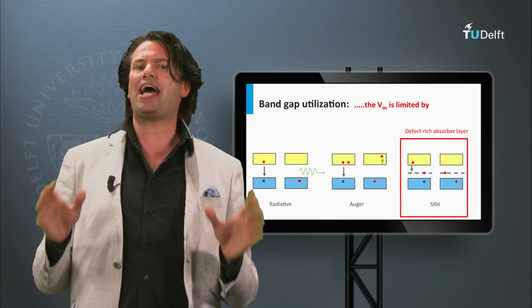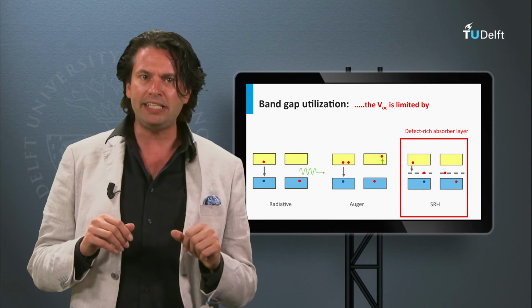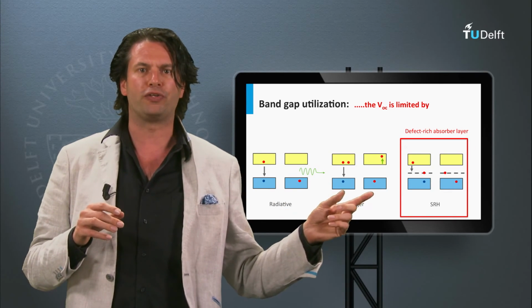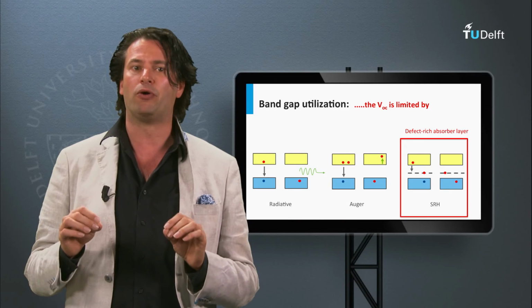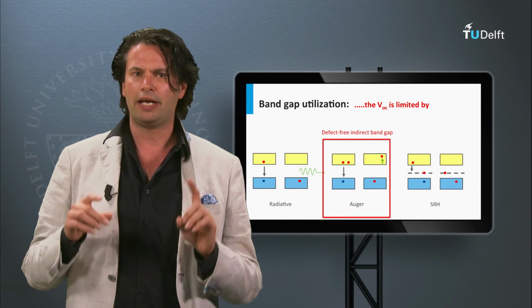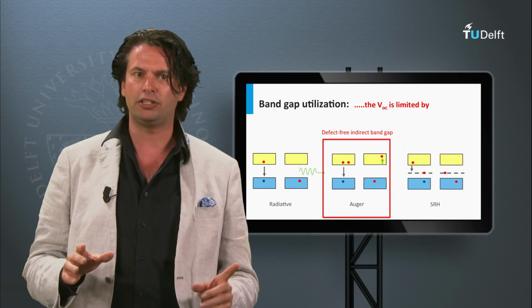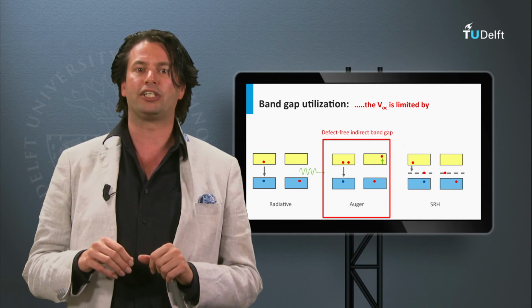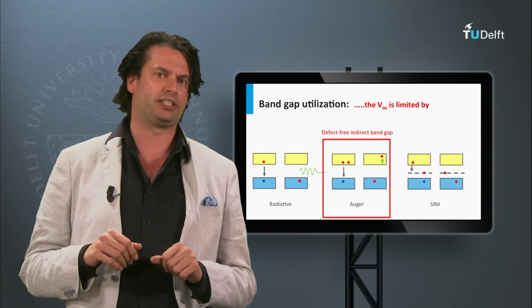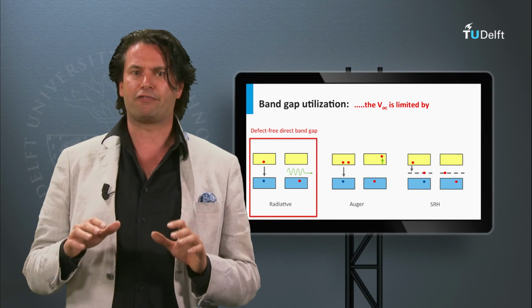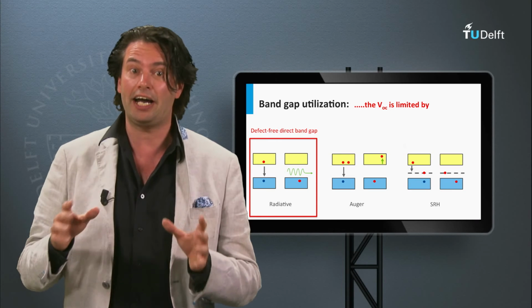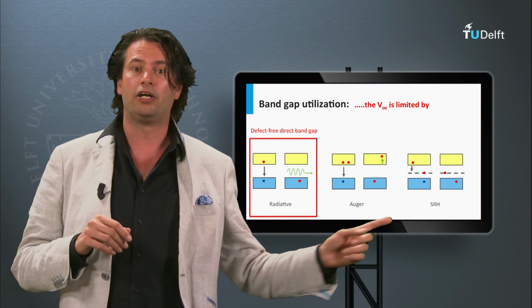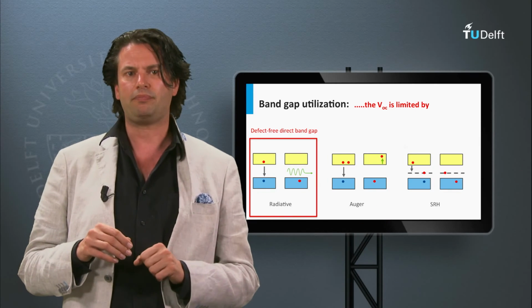If we now go back to the open circuit voltage, it means that in defect-rich solar cells, the open circuit voltage is limited by the Shockley-Read-Hall recombination. In defect-free solar cells based on indirect bandgap materials, the open circuit voltage is limited by Auger recombination. In defect-free solar cells based on direct bandgap materials, the open circuit voltage is limited by the radiative recombination.